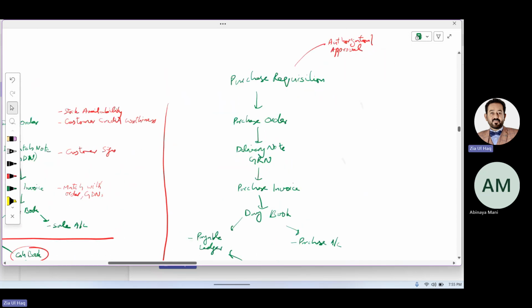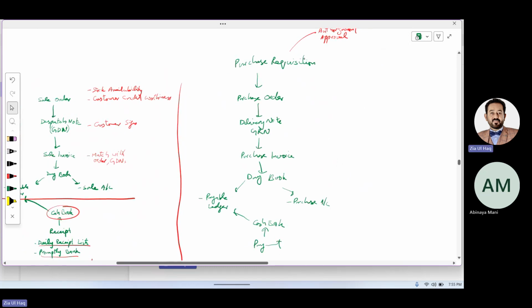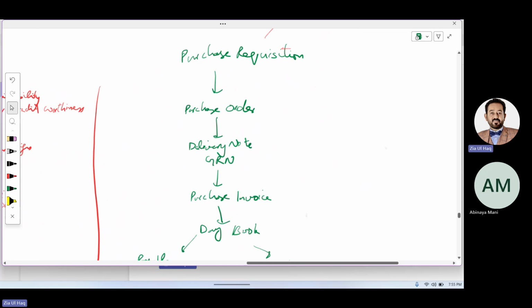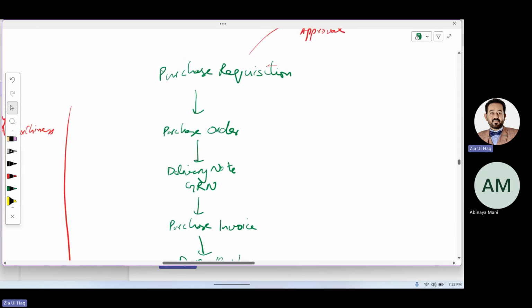So this is the system of purchases. What documents are prepared? Purchase requisition, purchase order, GRN, purchase invoice, and then entry into the day book and ledgers, and then payment. Let's discuss the controls in this system.